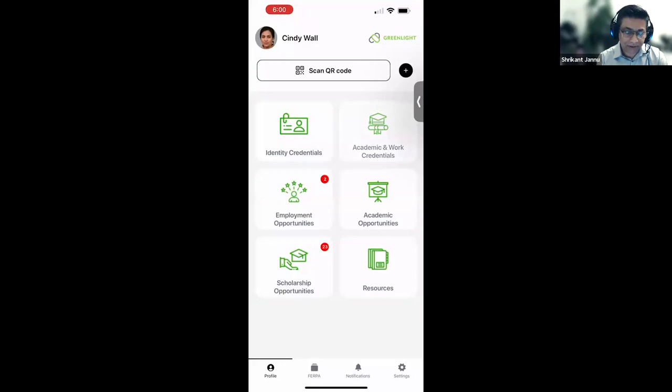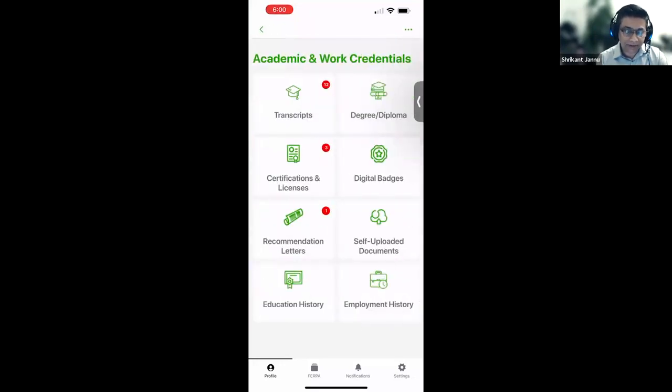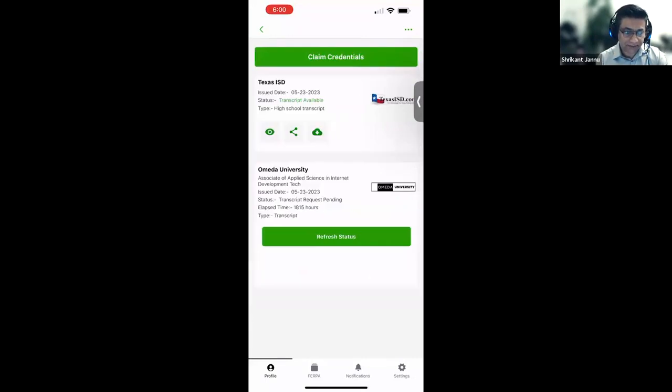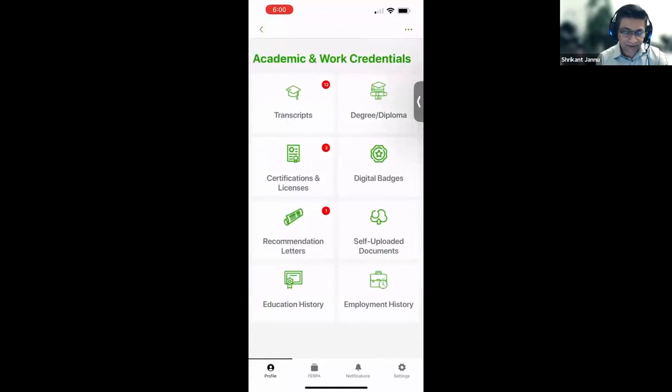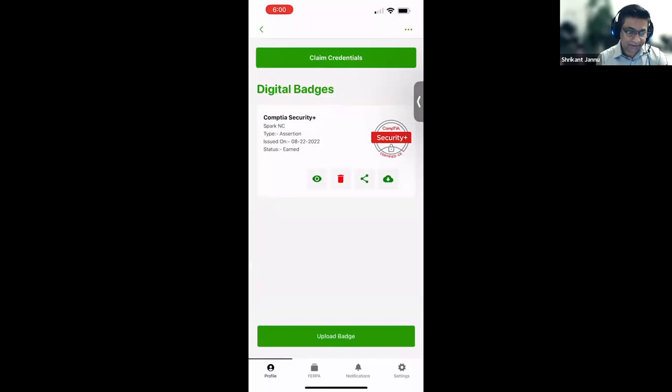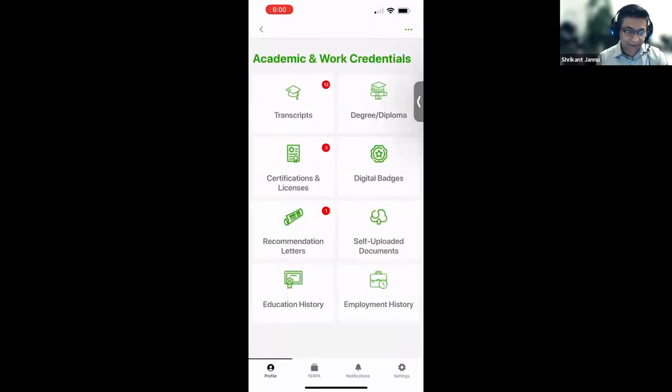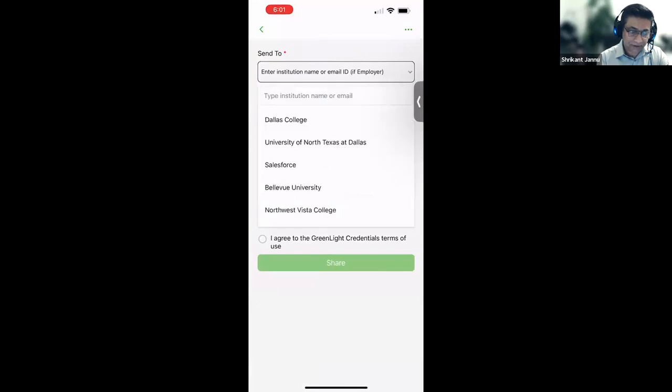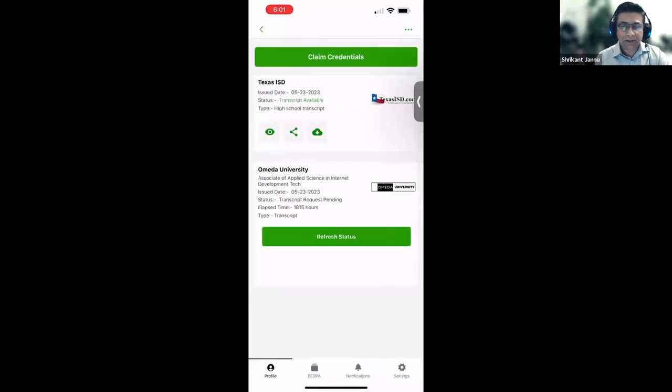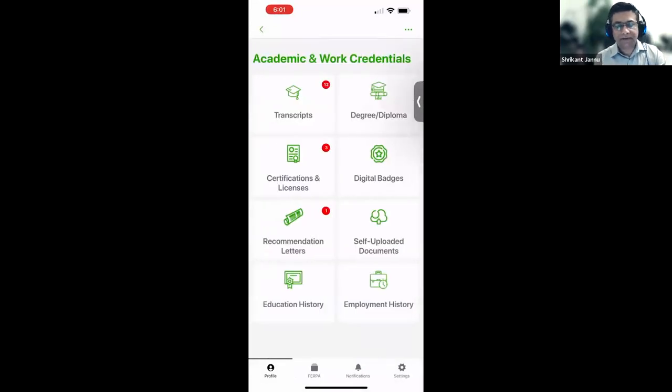So if I click on academic and work credentials, you will see a student or an earner has access to everything that they need, which could be like their official transcripts, their certificates, badges, recommendation letters, self-uploaded documents. So there's a lot of different types of documents here, and the earner can simply share it with the college or university by selecting the name of the university or typing the email address of the recipient. And the receiver can instantly verify the authenticity of these documents.